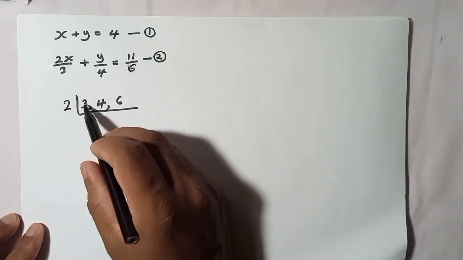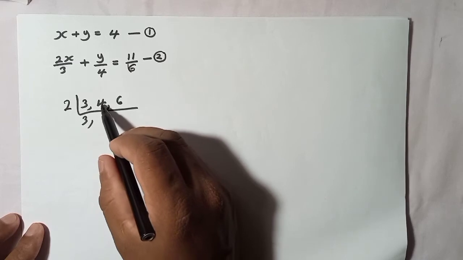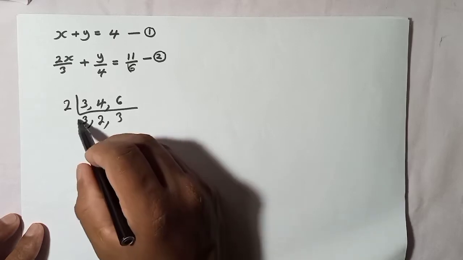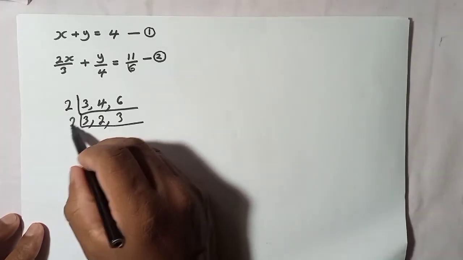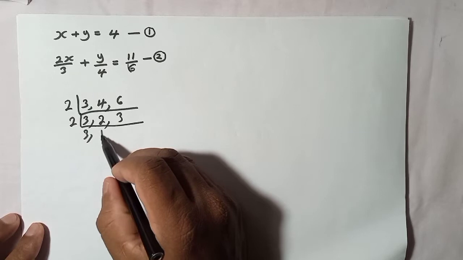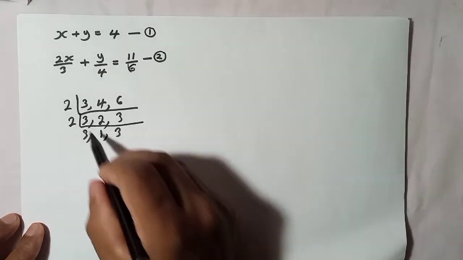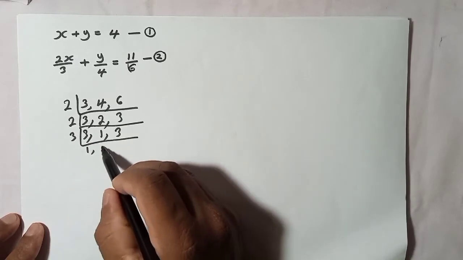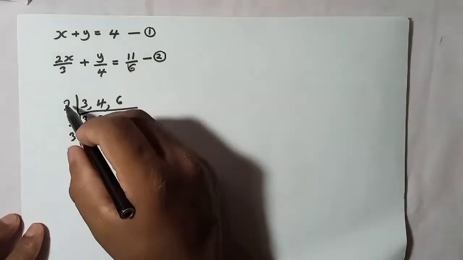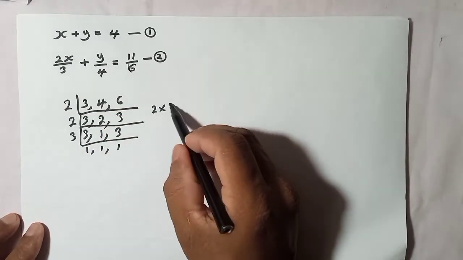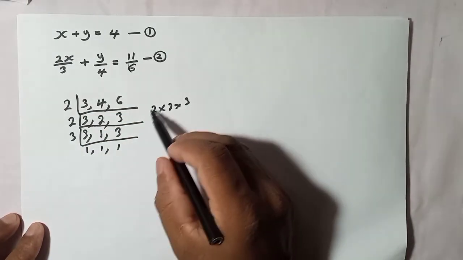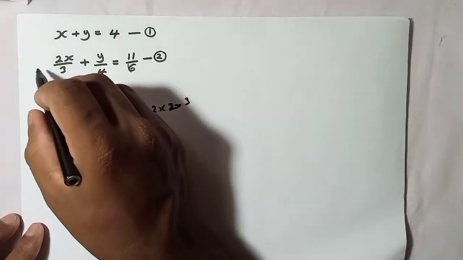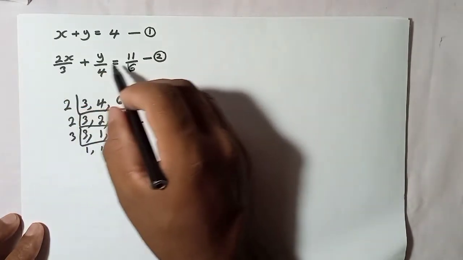Okay, divide by 2. Here you can't divide, so keep 3. 4 divided by 2 is 2. 6 divided by 2 is 3. Then again divide by 2: 3, 1, 3. You can't divide the two 3s by 2, so divide by 3, and we get 1, 1, 1. So the numbers are 2 into 2 into 3. 2 into 2 is 4, 4 into 3 is 12. That means you should multiply all the terms by 12.